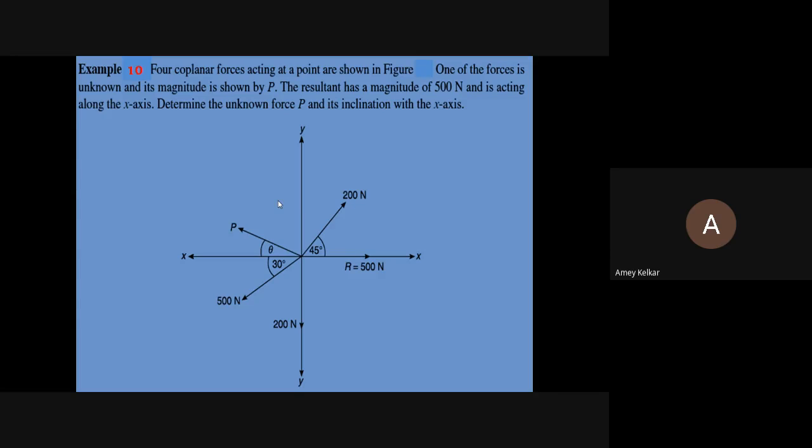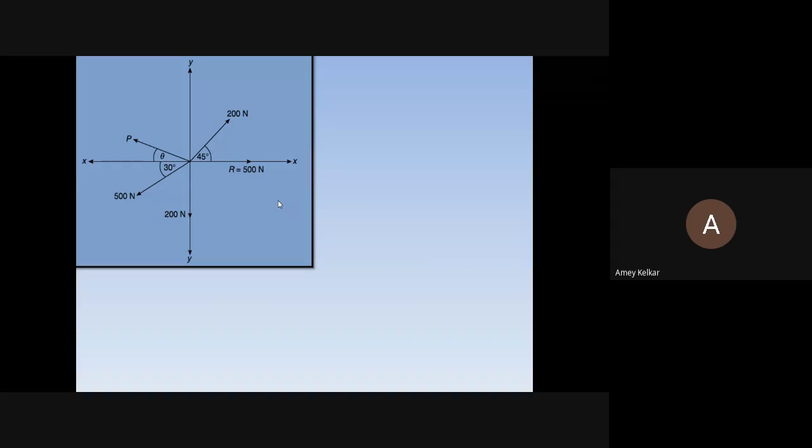In addition, we have got R, which we have to use. R is acting along the x-axis. Note down this point: R is acting along which axis? R is acting along the positive x-axis. So R is plus 500. R doesn't have a component along y, which also has to be noted. R is purely acting along the x-axis. So now let's come to the solution part. Again, I have put up the figure here.